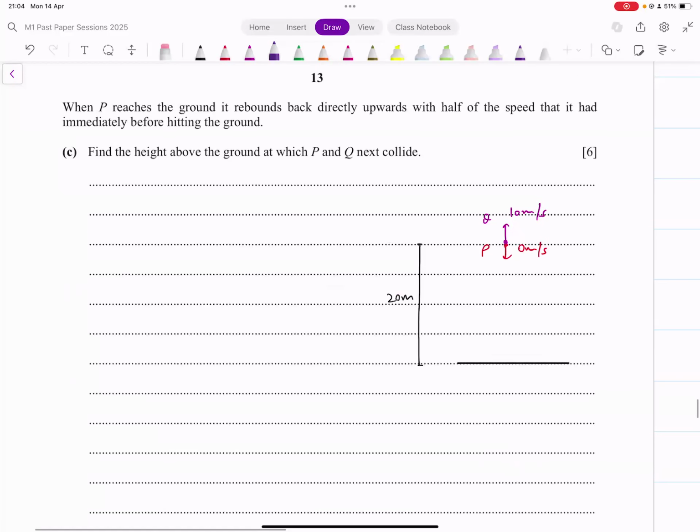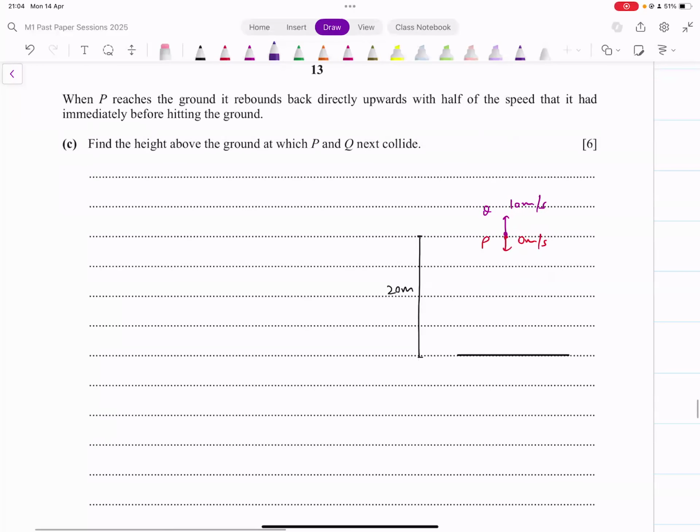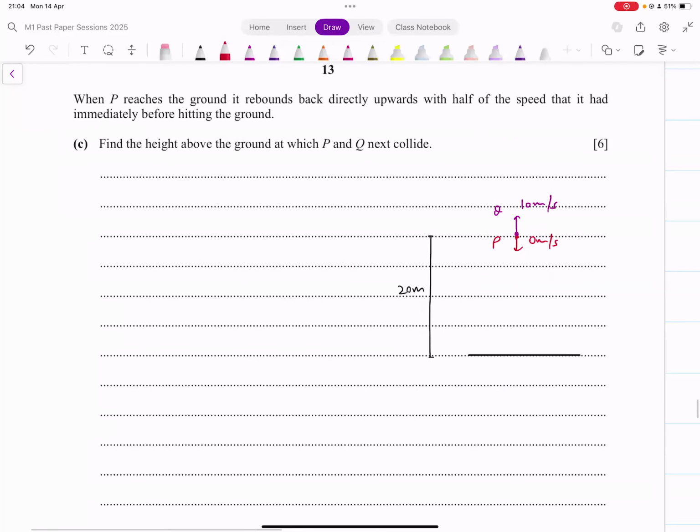Okay, now, since P is moving downwards, let's first find out the velocity at which it hits the ground. How do you find that? P is moving downwards, we take downwards positive for P. Downwards direction, we're taking positive. Initial velocity is 0. We know the final velocity? No, we don't know that. We have to find that. Acceleration is downwards, so it would be positive 10. We know displacement is 20.